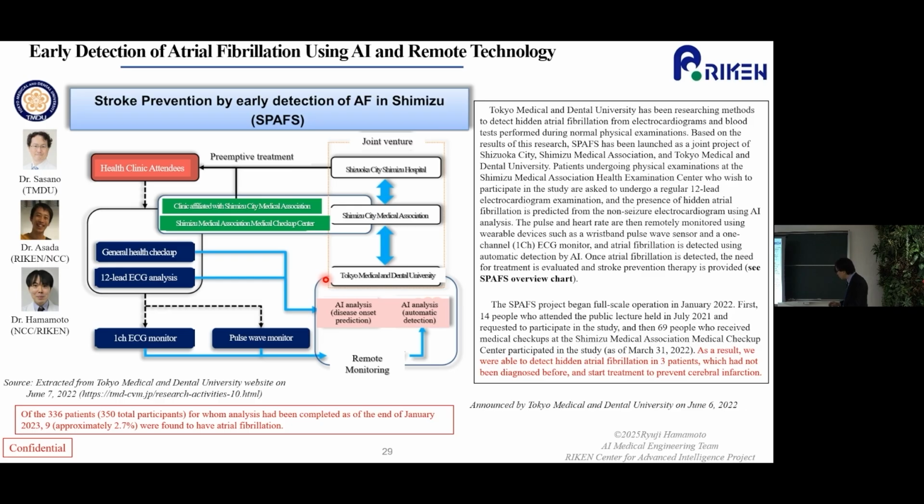This is in 2022. And in the updated cases, of the 336 patients for whom analysis had been completed as of January, some were found to have atrial fibrillation which had not been diagnosed at that time. So, this means that RIKEN's technology can completely support current medicine.